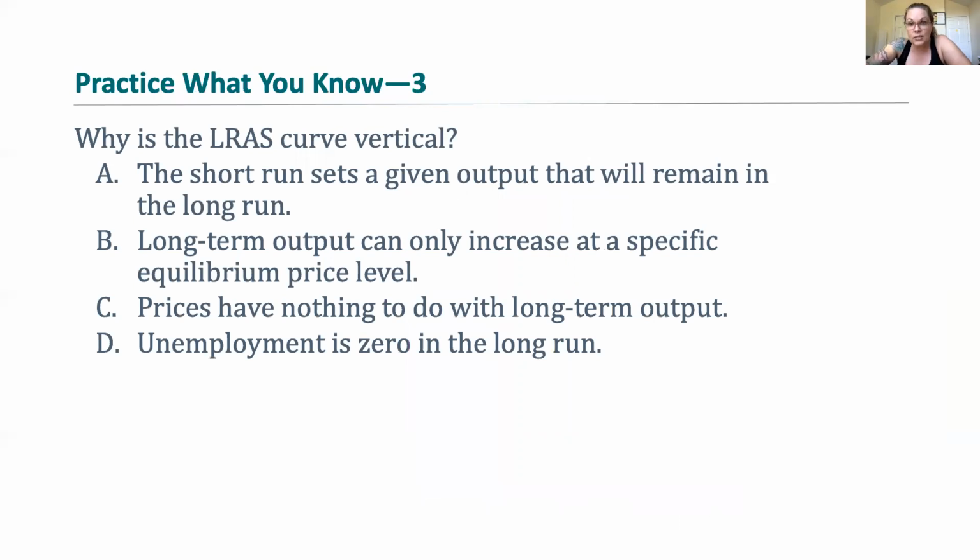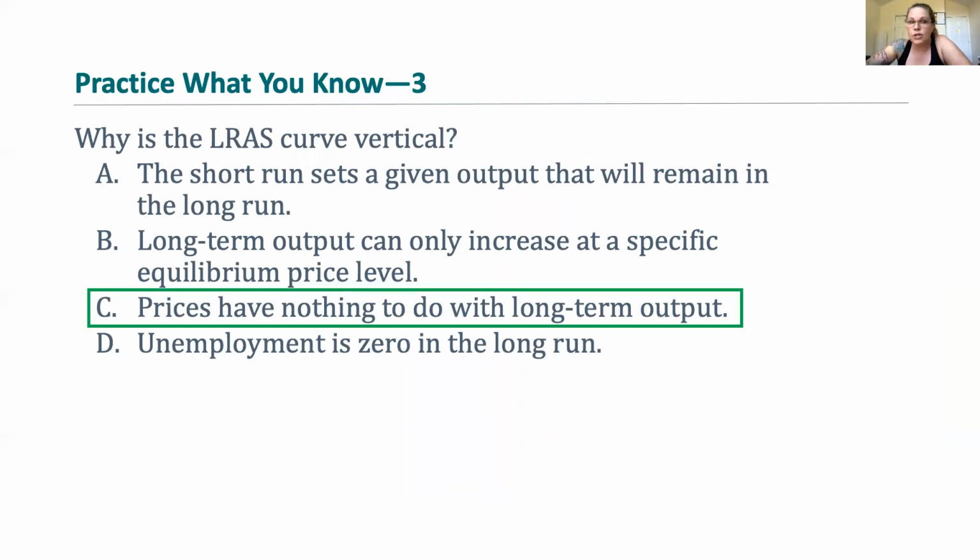So why is this curve a vertical line? The answer here is C. Prices have nothing to do with long-term output. In the long run, all prices will have time to fully adjust towards their new equilibrium. So if two economies have identical goods, identical services, identical populations, skills, and resources, they would have the same real output, even if one economy had twice the amount of money, or if price levels were twice as high. That's why it's vertical. It's not impacted by changes in the price level in the long run because prices always adjust.